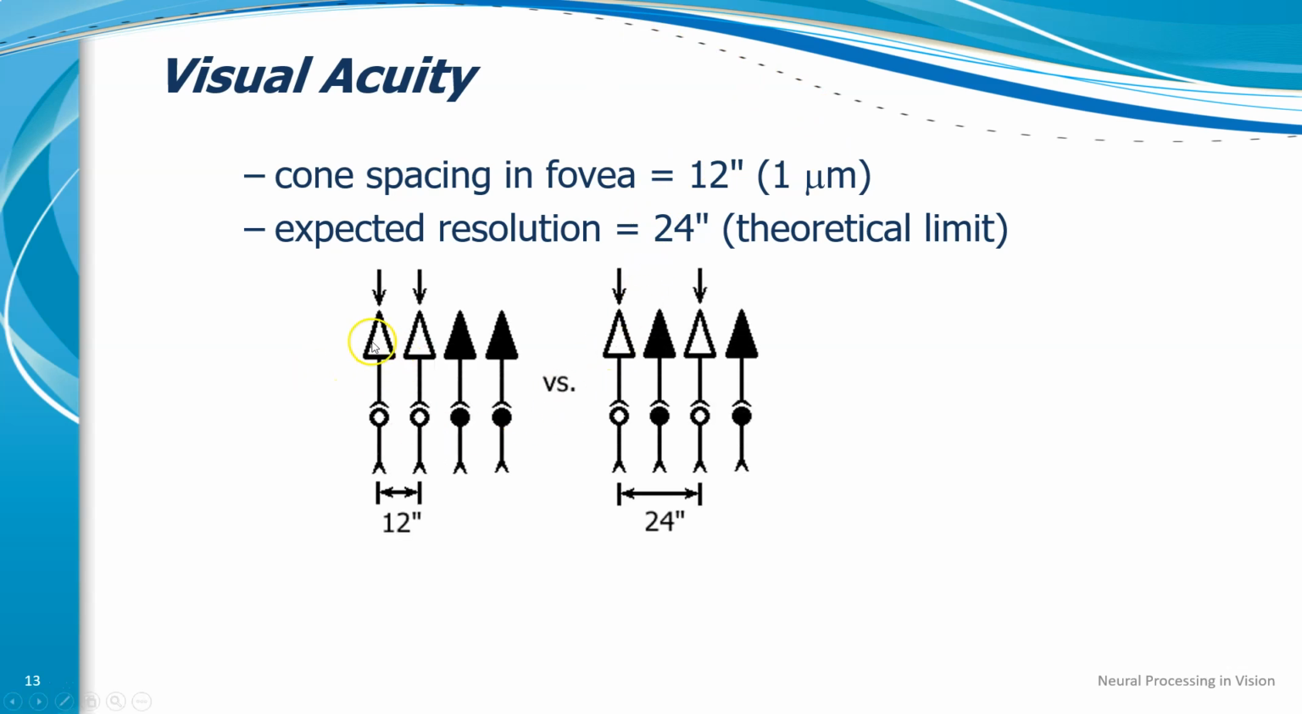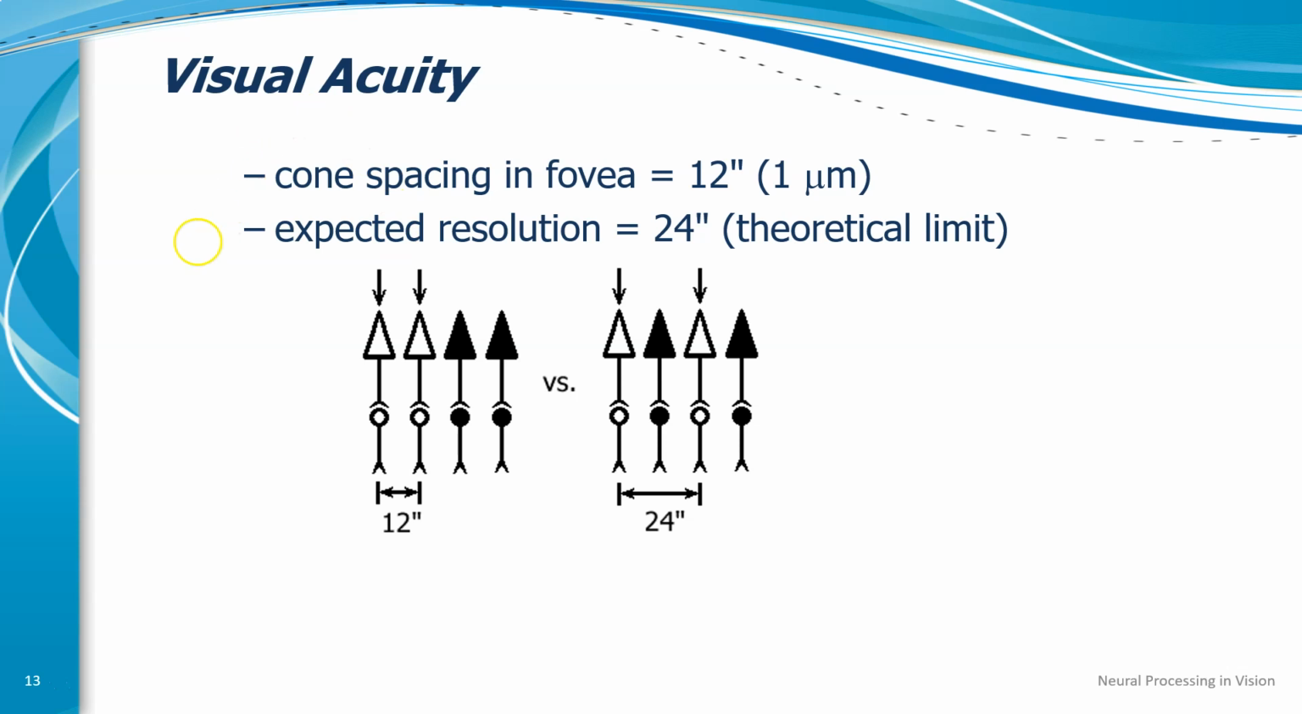Okay, these are my drawings of cones, and then the next neuron down the chain. This might be, say, a bipolar cell. The cones are spaced about as close as they can get, so 12 seconds or 1 micron apart. That's common in the left and the right examples. Now, in the left, I've got 2 arrows. You can think of those as 2 beams of light.